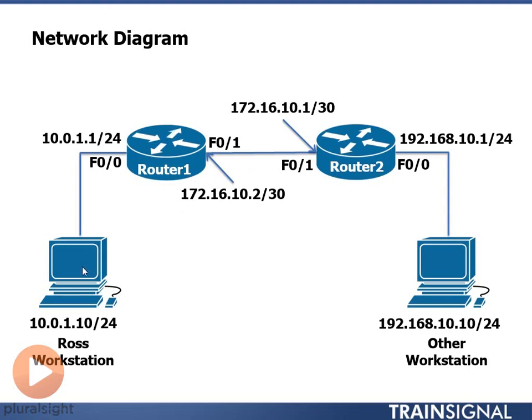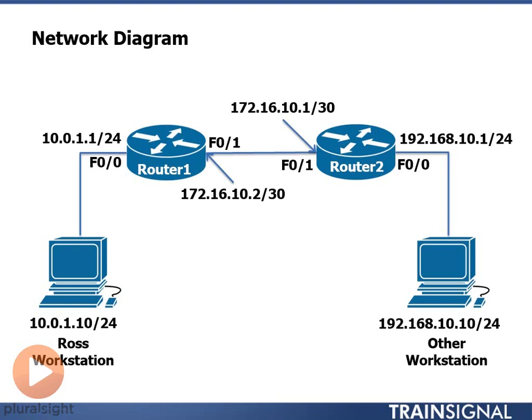What this means is if I want to send a message from my workstation to the other workstation, and I type ping 192.168.10.10 on my workstation, that message will leave my workstation and end up on router 1. When it ends up on router 1, router 1 will consult its routing table. Right now it only has two routes, so it won't get there. So we're going to have to add a route. When we add the route, we need three pieces of information. The three pieces of information we need are the network address we're trying to reach, the subnet mask of that network, and then the next hop IP address.